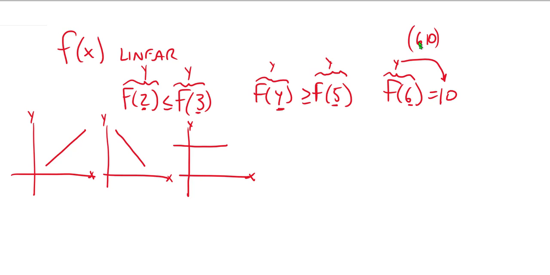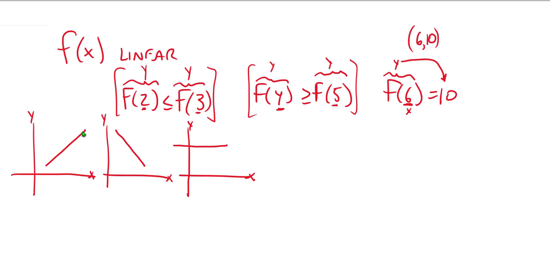Hopefully you understand that. If you don't, you should. Again, x value right there, f of 6 represents a y value, and 10 represents a y value. So again, this is the point 6 comma 10 over here. So for these two items, f of 2 is less than or equal to f of 3, and f of 4 is greater than or equal to f of 5.